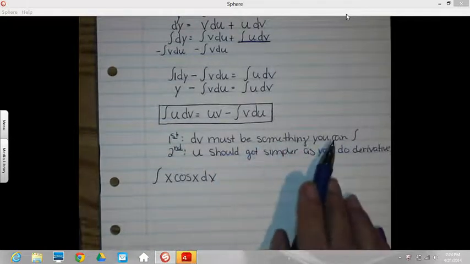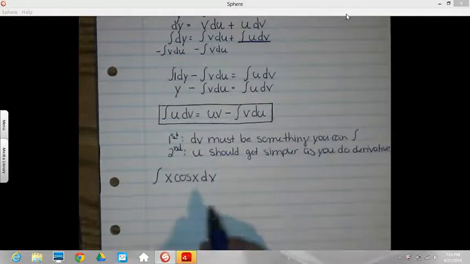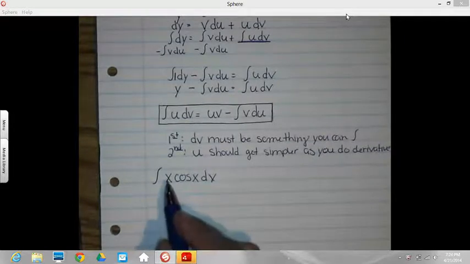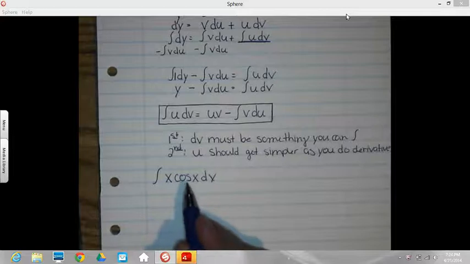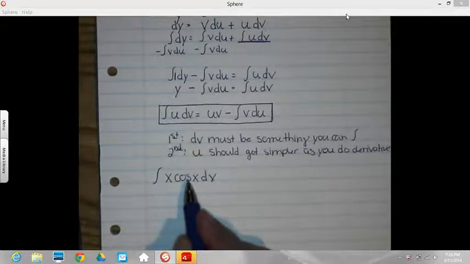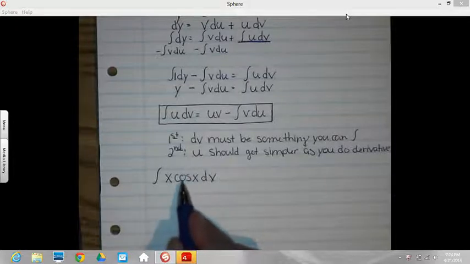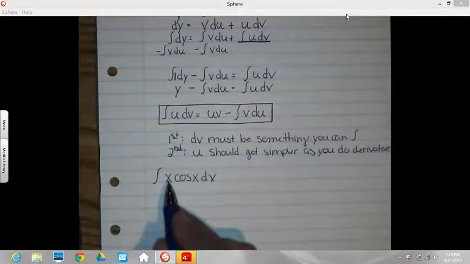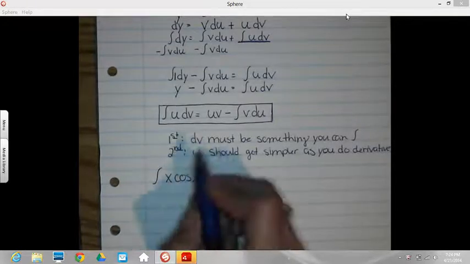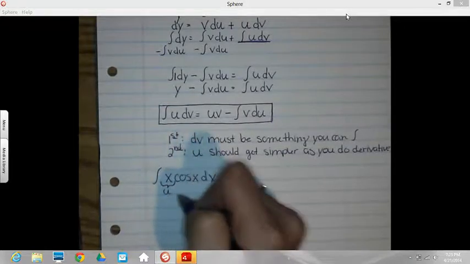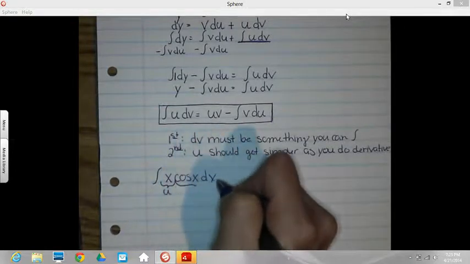So see the two functions in here. I've got x and cosine x. I can take the derivative of x, no problem. That goes to 1. The integral of x. And I can take the integral of cosine, not a problem. So which one of these gets simpler when I do derivative? Well, x is going to get simpler when I do derivative because that's going to go to 1. So I'm going to choose to let x be the u, and all of this stuff, the cosine x dx, I got to include everything, to be the dv.